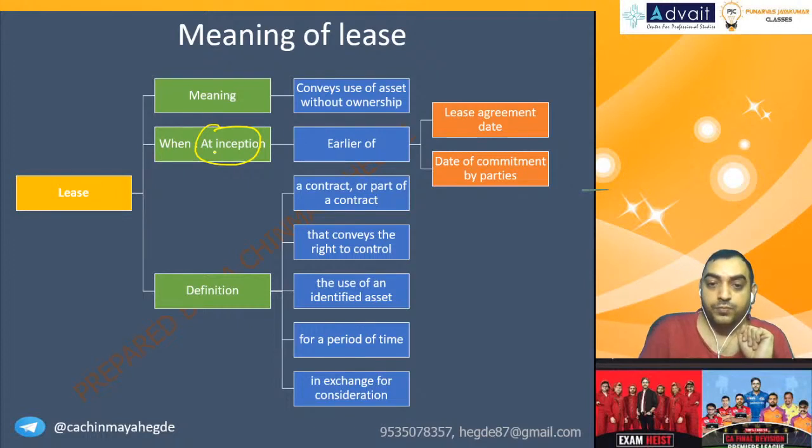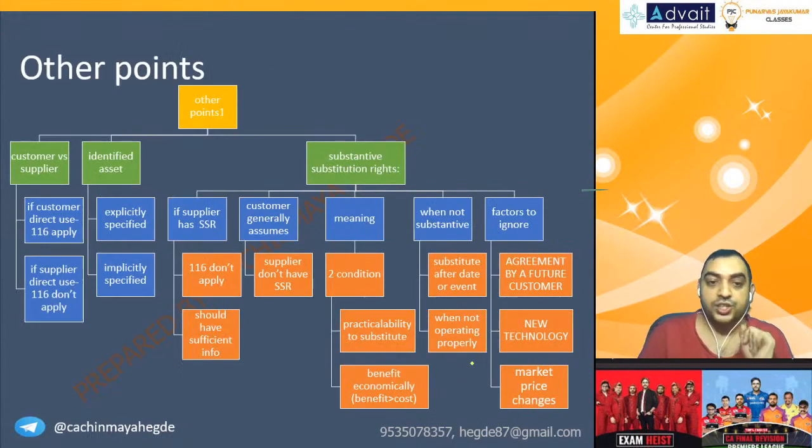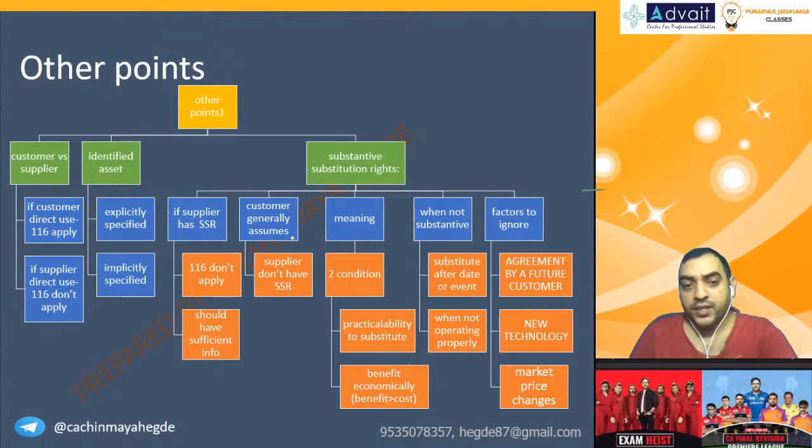Definition: a contract conveys the right to control the use of an asset for a period of time in exchange for consideration. Important points are there. This chart, again, I will give you a very brief idea about it. We cannot go too much into detail. The asset has to be an identified asset.